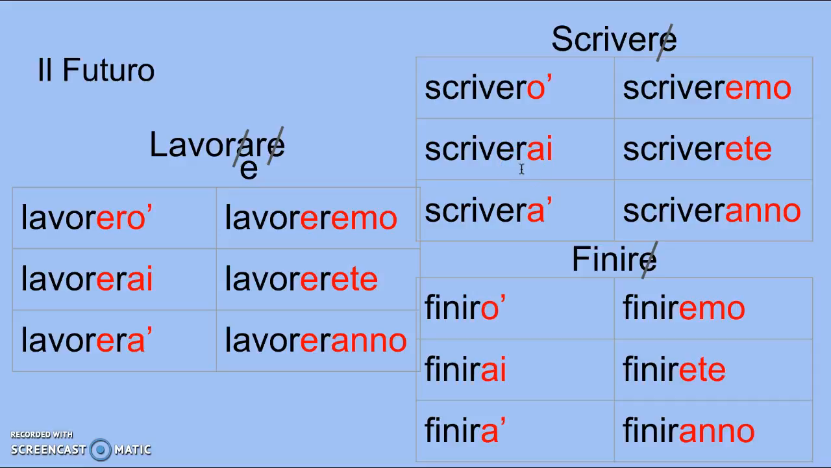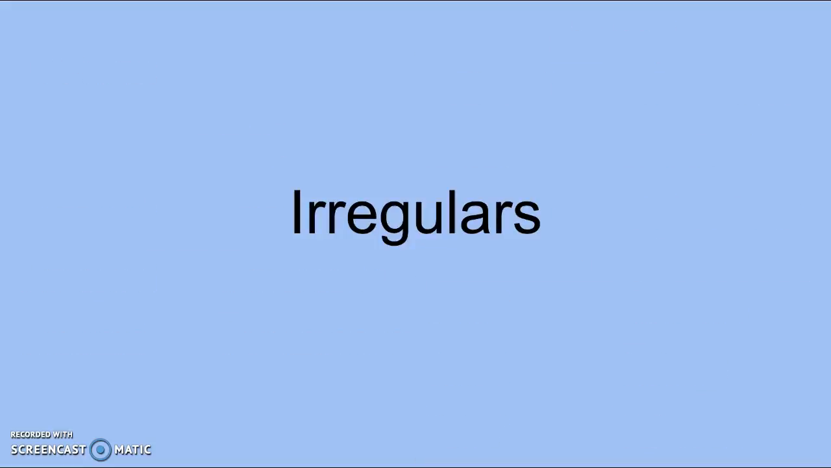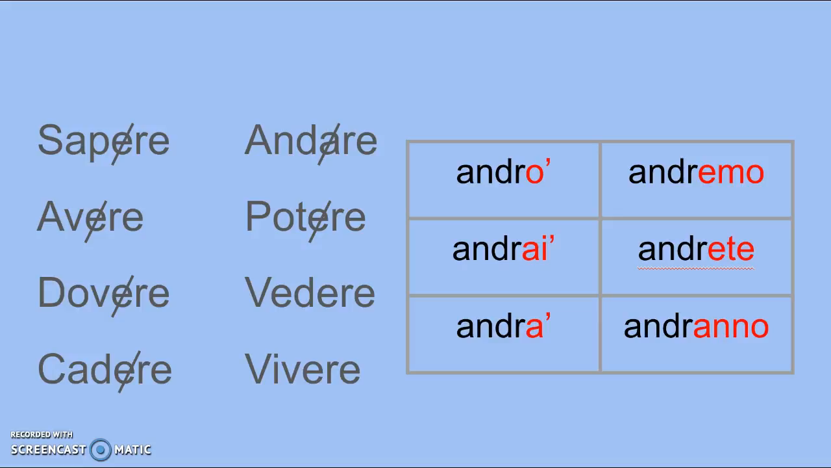For finire, which is an IRE verb, it goes finirò, finirai, finirà, finiremo, finirete, finiranno. But, similarly to everything else in languages, there are irregulars. Very similarly to the conditional, Futuro has sad cap VV irregulars, and there should be two lines here, too.